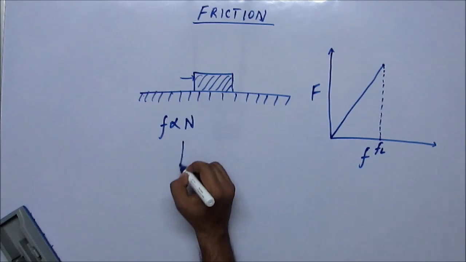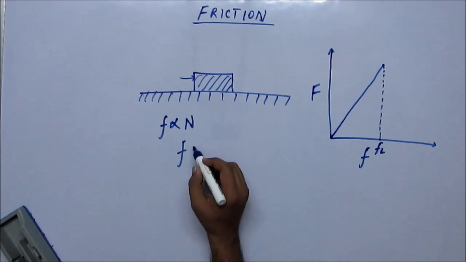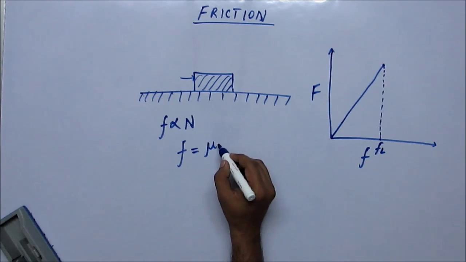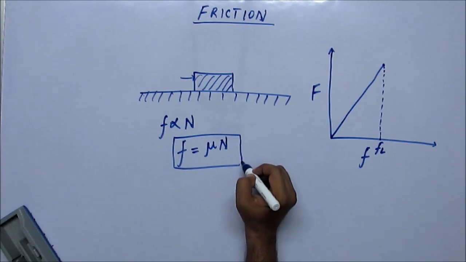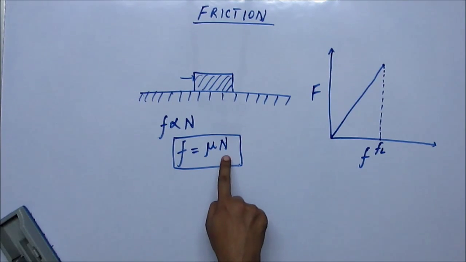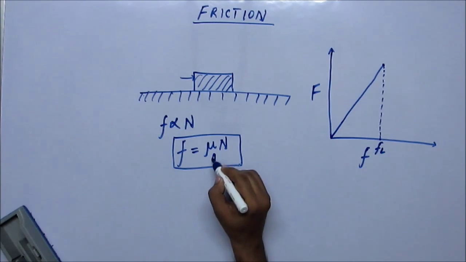Okay? Now, to bring this proportionality into equality, a constant will come, and that constant we call mu. We represent it by mu, and we say F is equal to mu N. This is the first formula of this chapter. This is a very important formula. This formula actually relates normal reaction and friction force. This constant is called the coefficient of friction.